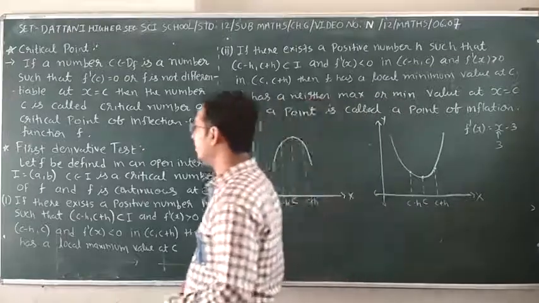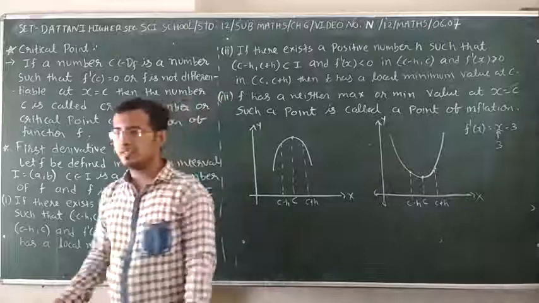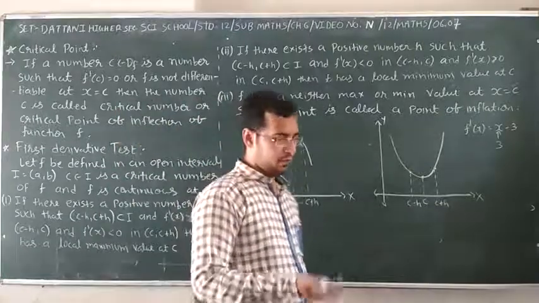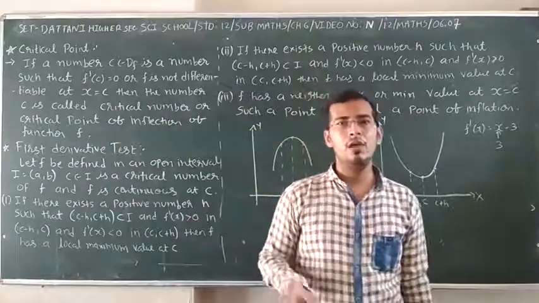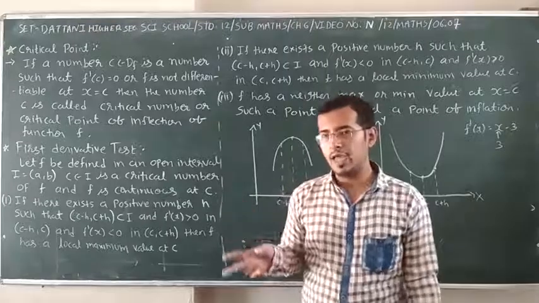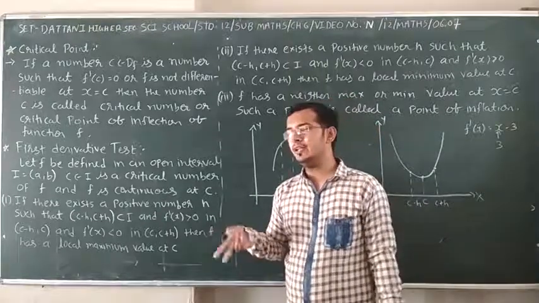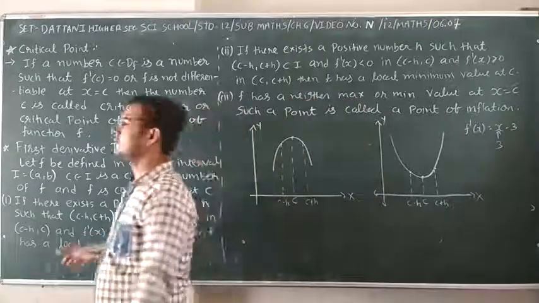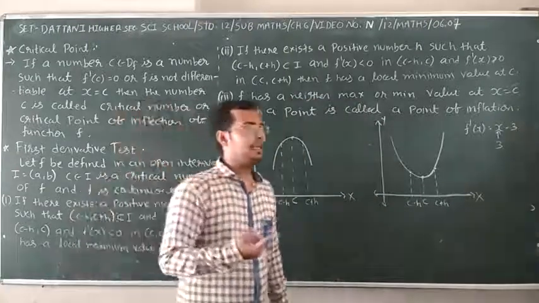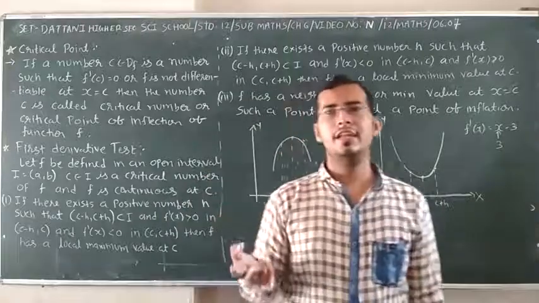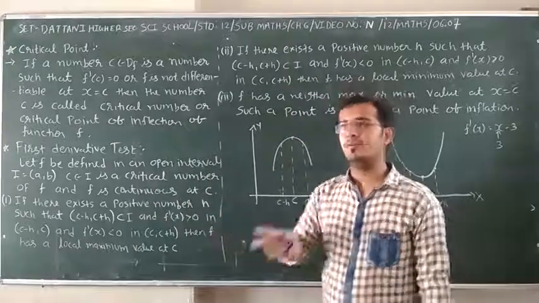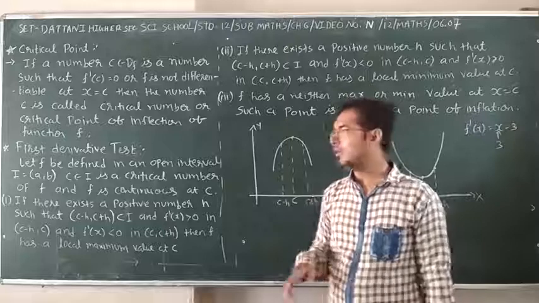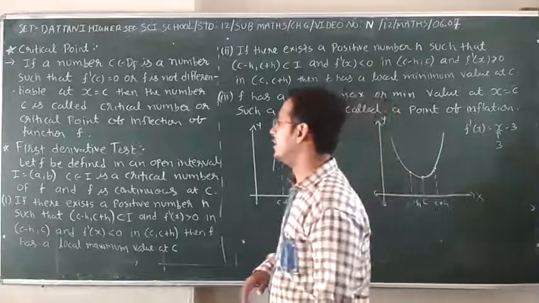Okay, now the derivative test, for finding the maximum and minimum value. There are two types: first derivative test and second derivative test. In the first derivative test, you have to perform the derivative one time. In the second derivative test, you have to perform the derivative two times. Okay, so let's take the first derivative test.